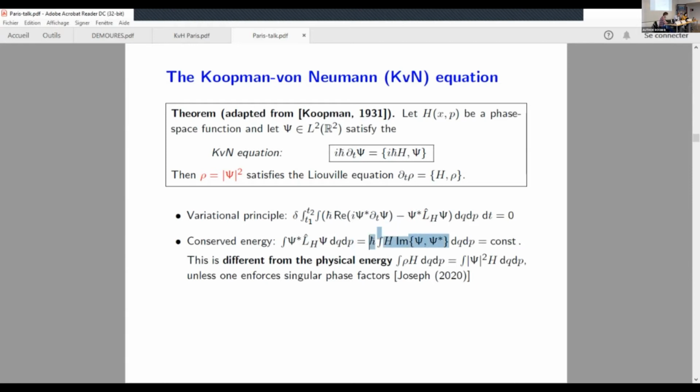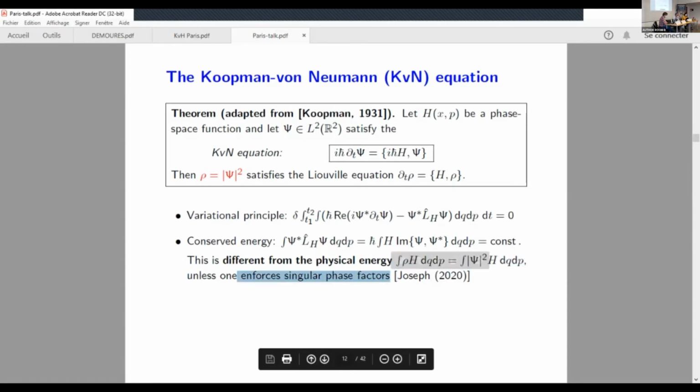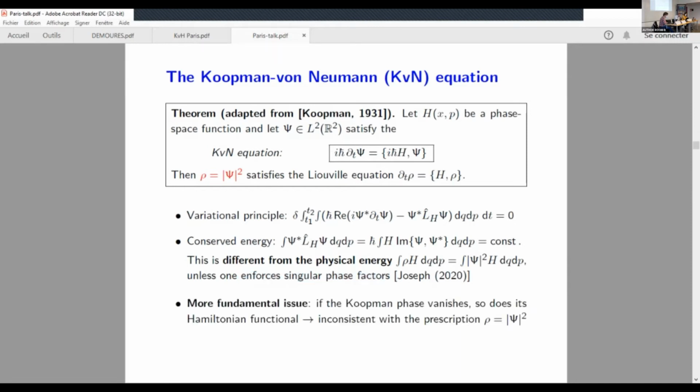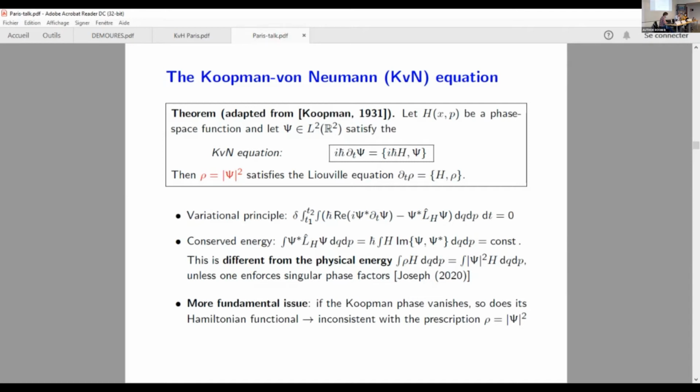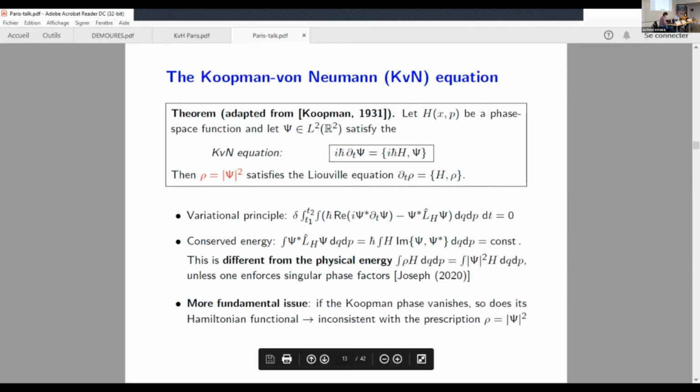Now, what we see is that this Hamiltonian function does not really coincide with what's prescribed by the Koopman-van Hove recipe. So we don't really know what happens there unless we enforce topological singularities in the phase, which goes into another direction. By now, we may have a solution to this problem, which I will not mention. But the point is that if really the phase vanishes here, then the whole Hamiltonian function collapses. And again, this is inconsistent. So we need somehow to fix this.